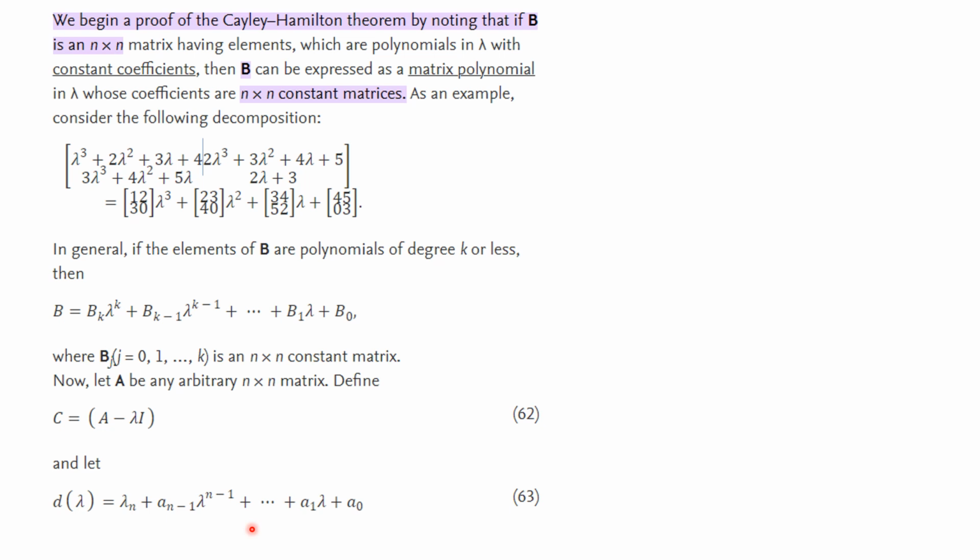Okay, and again, what we're trying to do is show that if we take the characteristic polynomial of A, which is defined as the determinant of C, and I substitute A into that equation, I will get 0. So that's where we're going and what we're doing.